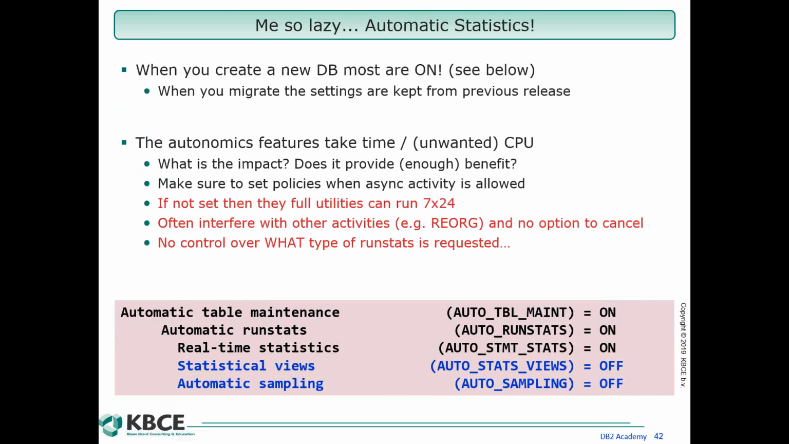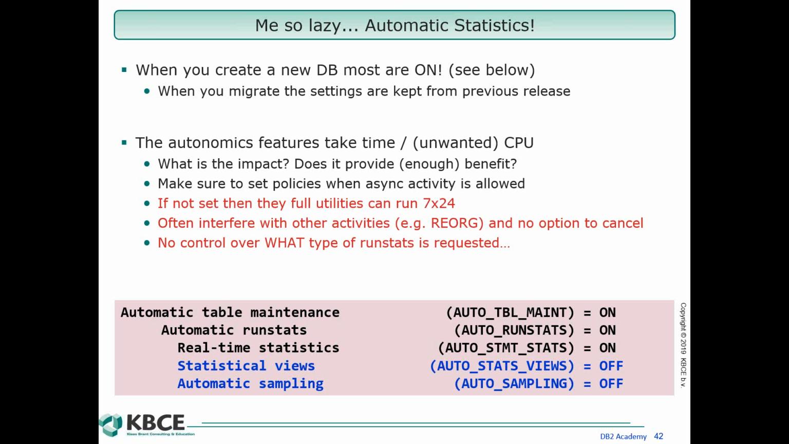So maybe you say, well, I'm so lazy, isn't there something in DB2 autonomic computing and automatic statistics? Yes, there is. That is actually in the database configuration. And if you are creating a new database, it actually is on. You might want to turn it off because it does do bad things.